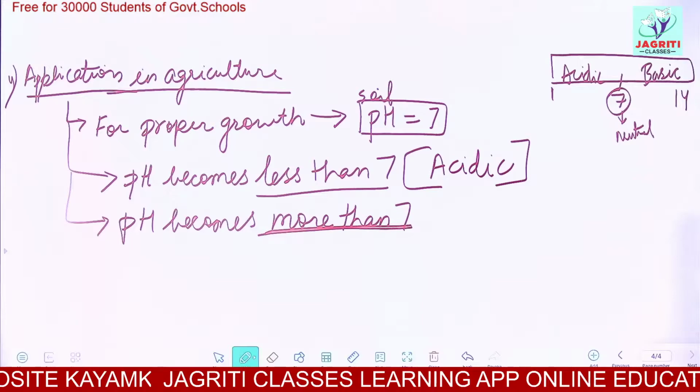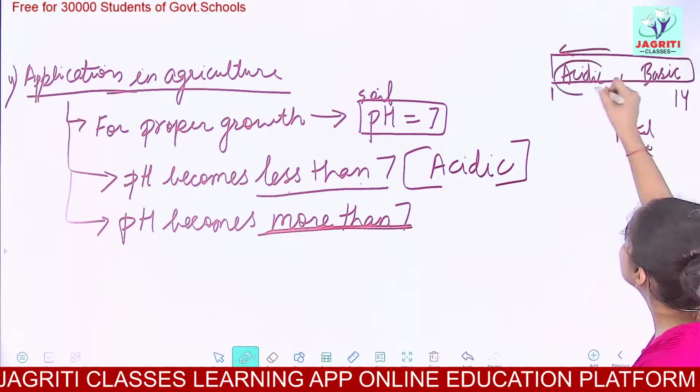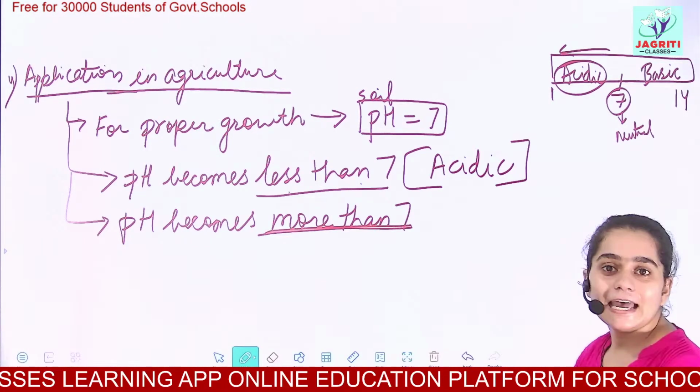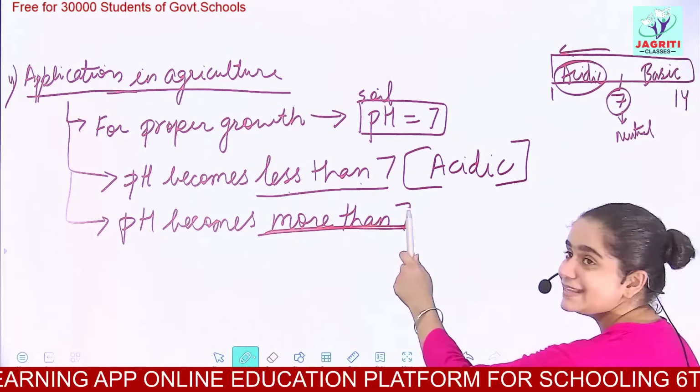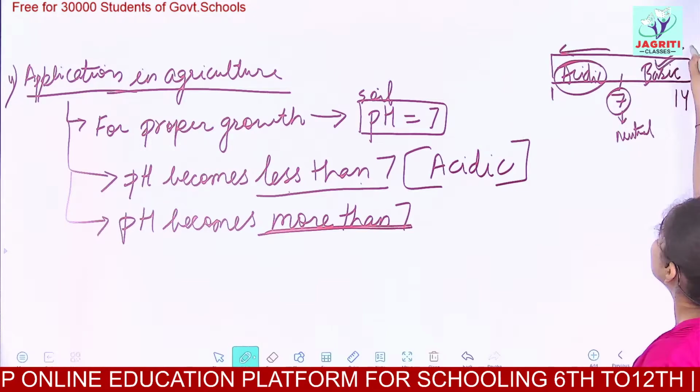So when the pH is less than 7, so on moving to less than 7, the solution becomes acidic, and similarly the soil becomes acidic. While on moving to more than 7, that is moving to the right of 7, what we get is the basic solution.